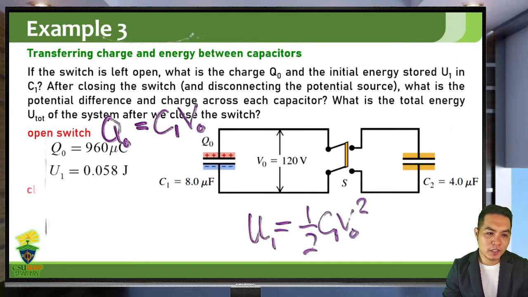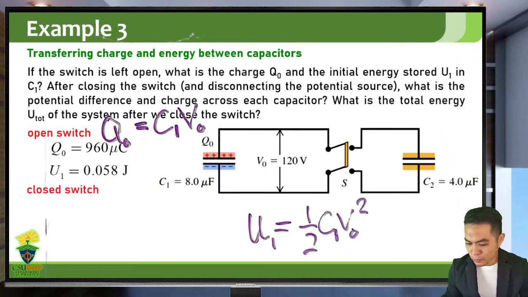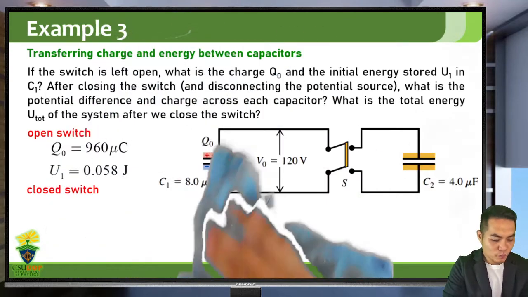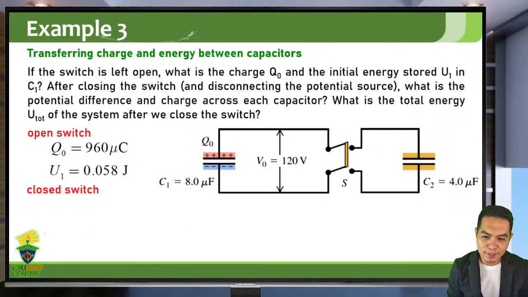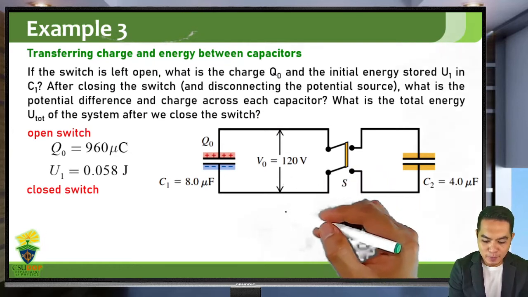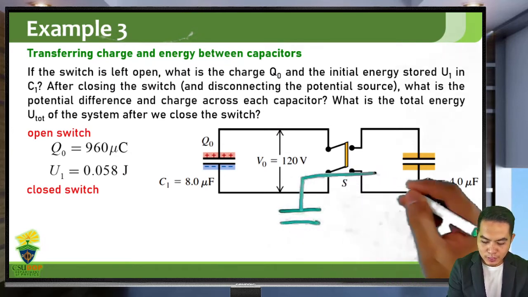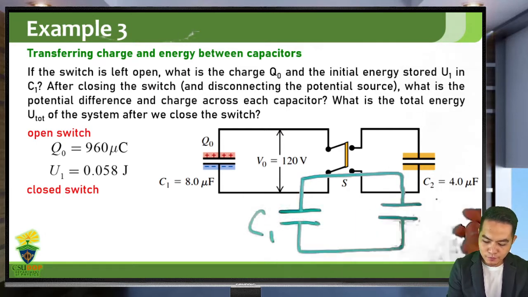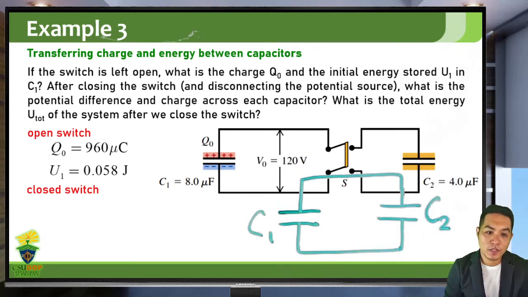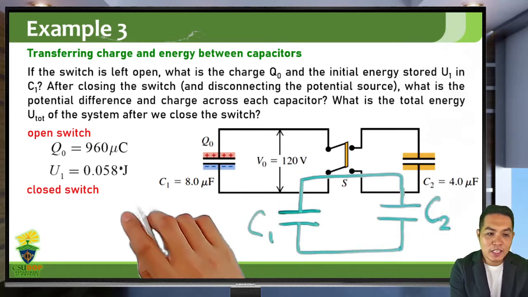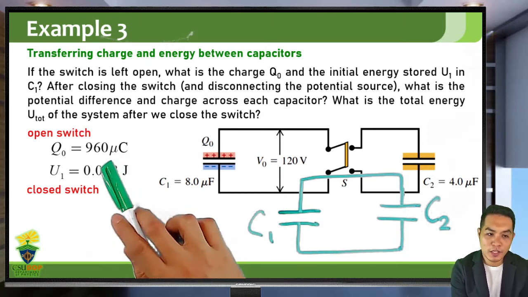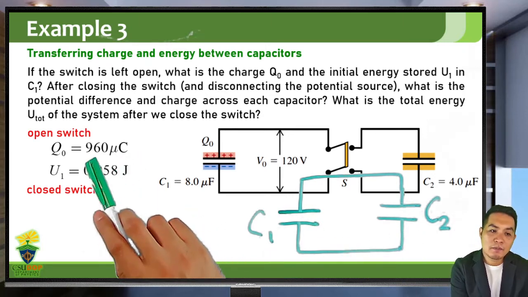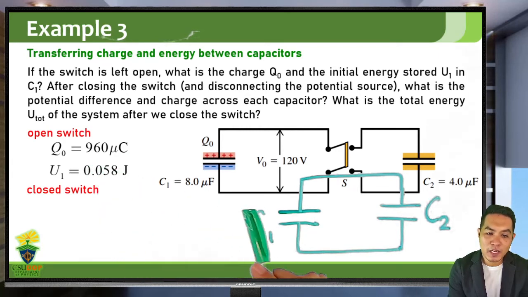Okay, now you close the switch. Now, when you close the switch, you are actually now charging the second capacitor. The first capacitor is now charging the second capacitor. So the connection is actually a parallel connection. So this is C1. This is now your C2. So some of this 960 microcoulomb charge, since this is a parallel connection, will remain in C1, and some will go to C2, will be shared to C2.